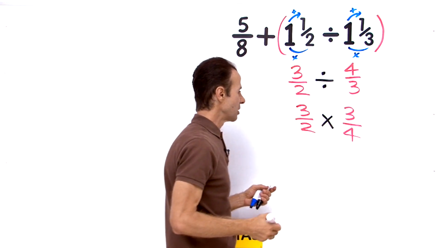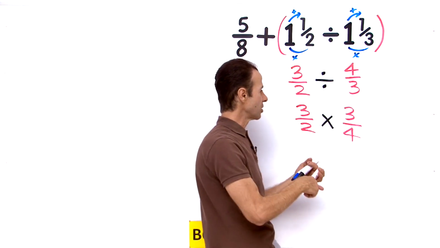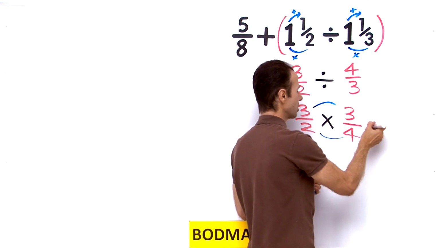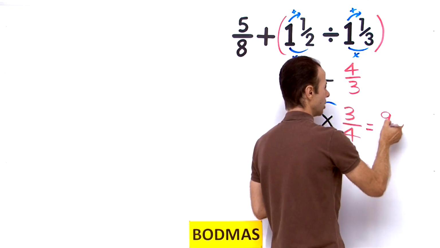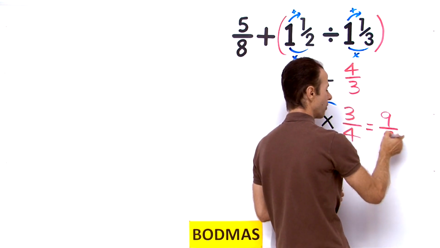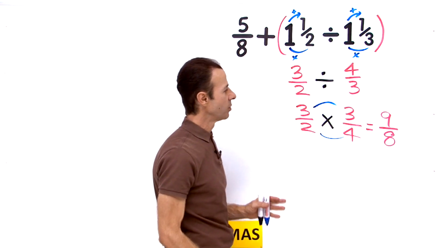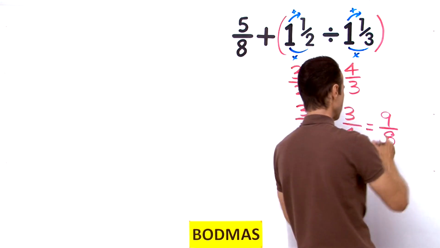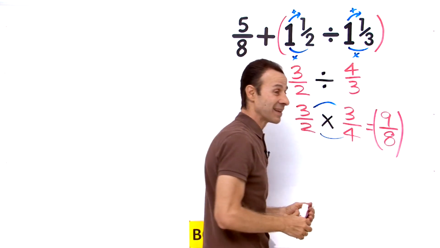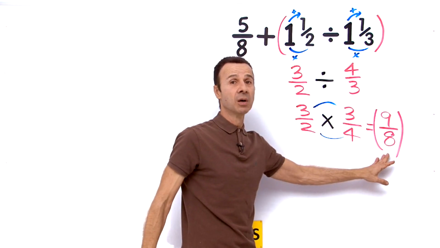So now, can we simplify this? Let's multiply straight across. The 3 times the 3 and the 2 times the 4. And that equals 3 3s are 9. 9 over 2 times 4 is 8. So that's 9 over 8. Now, before we do anything else, I'm going to put brackets around this guy. We just worked out that section. That's 9 over 8. Yes, we know that it's an improper fraction.